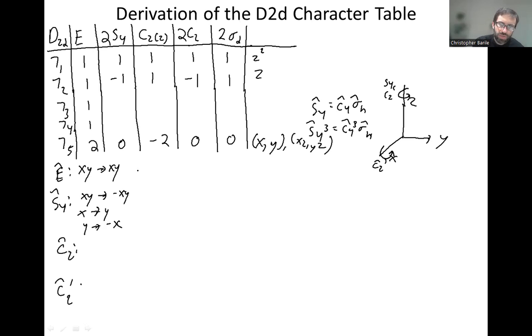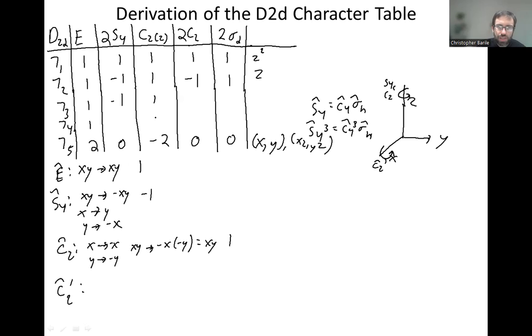So maybe we're getting something new here. I'm not going to show all the matrix work, but we know if we go to itself, we get a 1. And here, if we go to negative self, we get a -1. C2. C2, x spun around to -x, y spun around to -y. And so that ends up being xy going to -x times -y, which equals xy. So that's a 1.